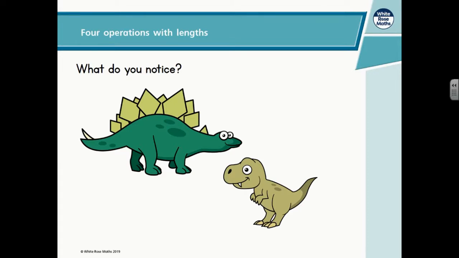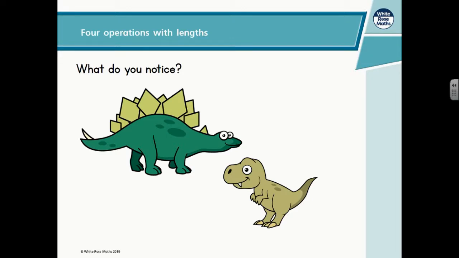Did you notice some mathsy things? Maybe about the length of them. So our Stegosaurus is longer than our Tyrannosaurus Rex. The height, that's quite interesting. In this picture they look quite similar heights. Did you notice that the Stegosaurus is a herbivore? Maybe you know that already. And we can see the Tyrannosaurus Rex's tooth there, which maybe tells us that it's a carnivore.